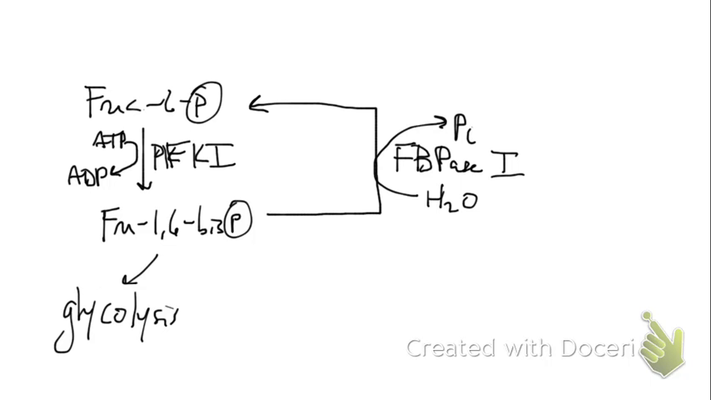And so fructose 2,6-bisphosphate is important because it activates this, and it deactivates that. So that's fructose 2,6-bisphosphate. It activates PFK1 like we saw before, but it actually deactivates FBPase1.